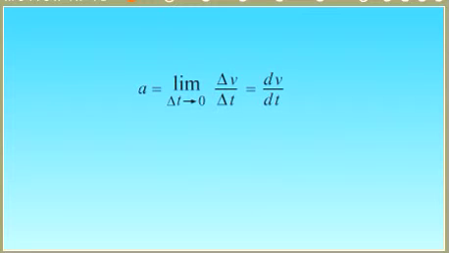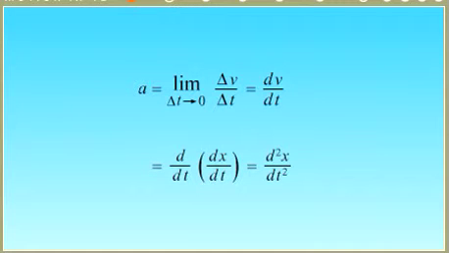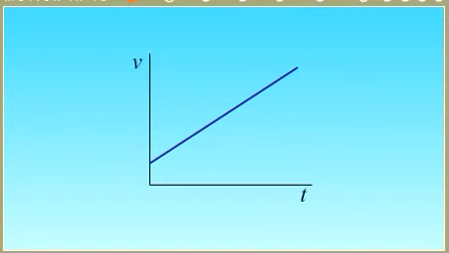In the limit that the time interval goes to 0, the instantaneous acceleration is the derivative of velocity with time. Since velocity is the derivative of position with time, acceleration is also equal to the second derivative of position with time. Graphically, acceleration is the slope of a velocity-time curve.